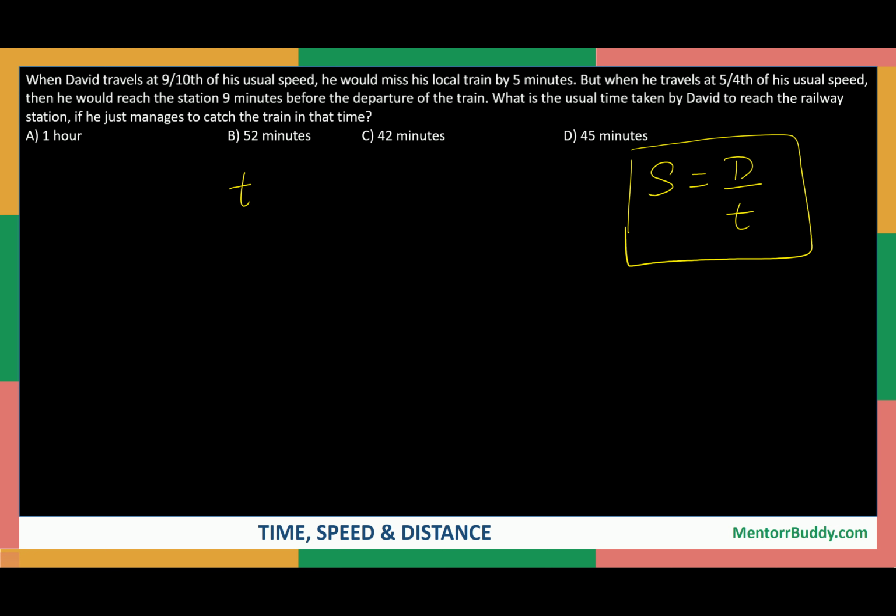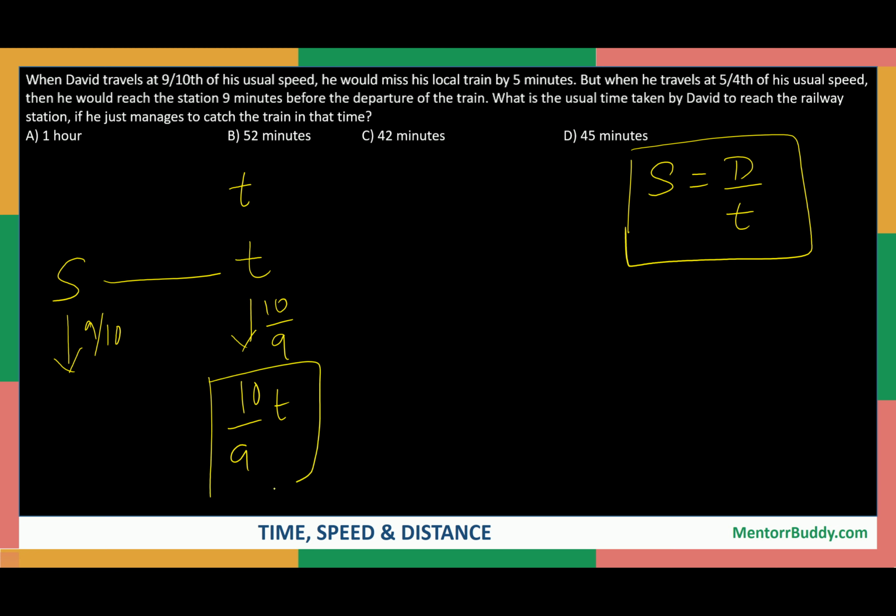So for example, in the normal case he is traveling with speed s and reaching in t time, correct? When he decreased his speed to 9/10th of the usual speed, then the time would have increased to 10/9 times. So if the usual time is t, then the new time will be 10/9 times of t, correct? If speed has become 9/10th of the usual speed, then the time will become the reverse, that is inversely proportional, 10/9 times. So the time will be 10/9t.